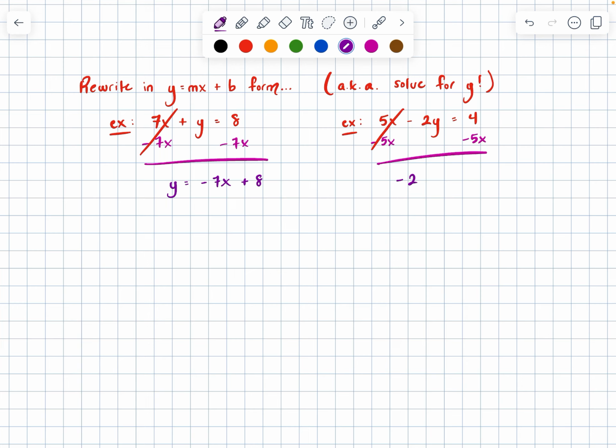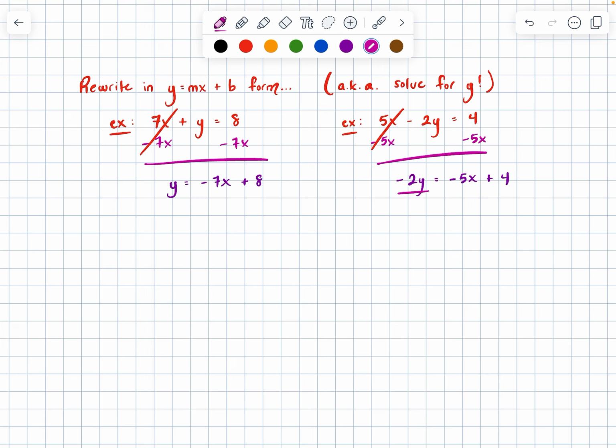On the left side, they undo each other. I'm left with negative 2y equals negative 5x. And then again, I'll write plus 4. Usually I write the x thing first, so the negative 5x I'll write first. Then I have negative 2y equals negative 5x plus 4.